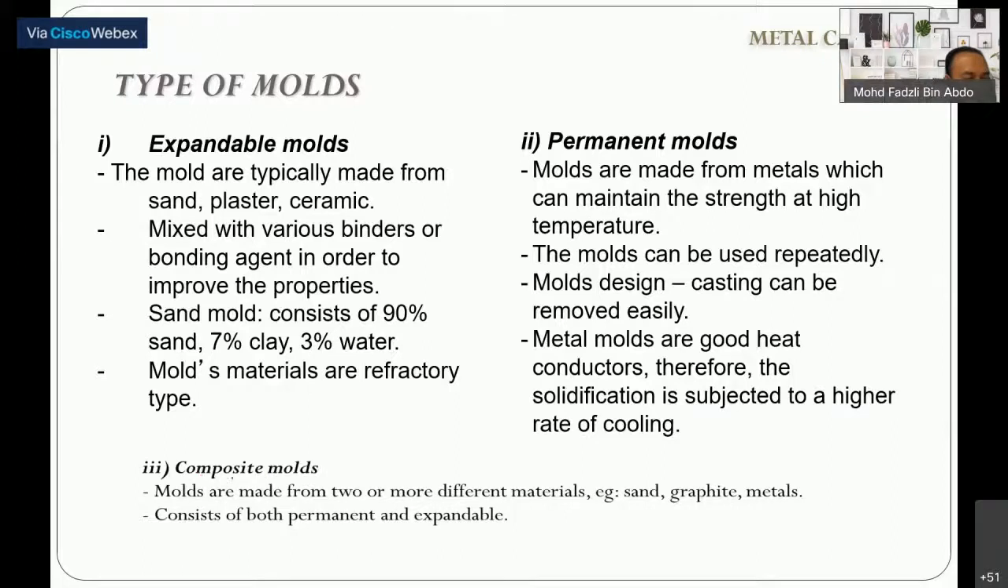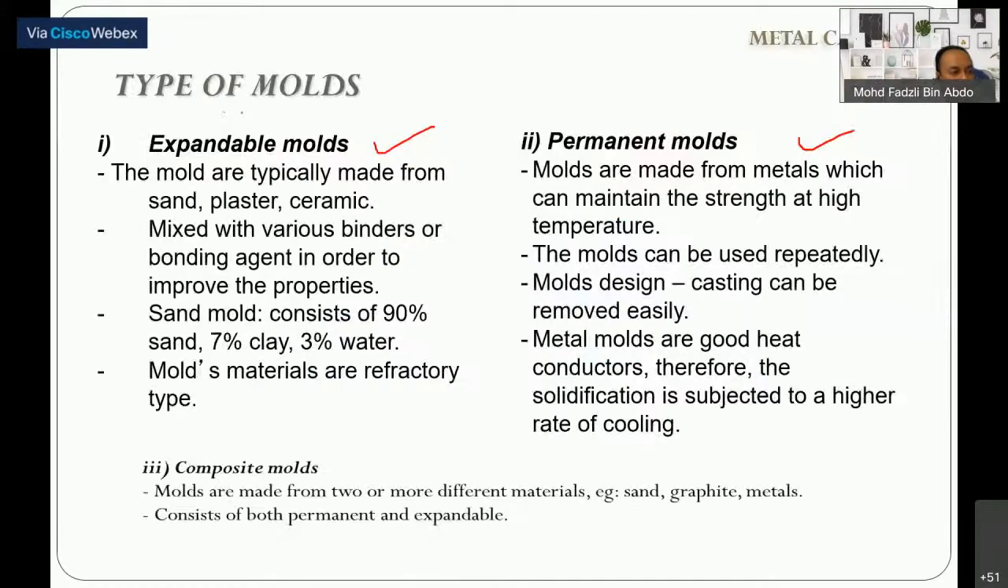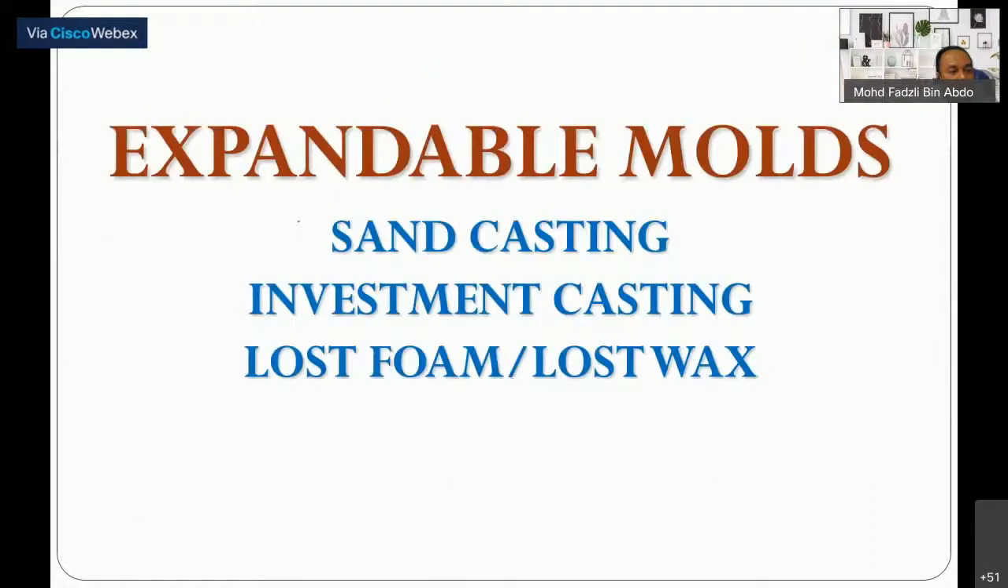Oh, kita ada yang ketiga adalah composite mold. Molds are made from two or more different metal. Sand, graphite, metal consist of both permanent and expandable. Tapi yang kita cover expandable dan juga permanent mold. Untuk expandable mold pula, kita ada 3 jenis mold. Which means kita ada sand casting, investment casting dan juga loss form ataupun loss wax.